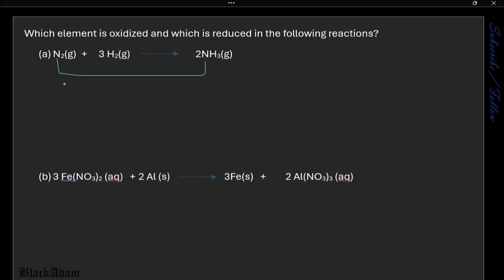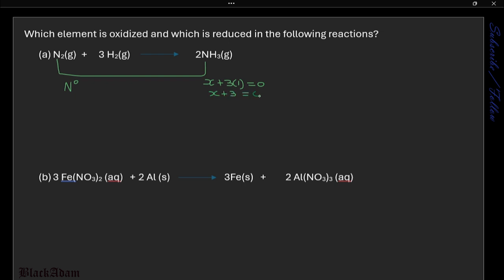We have nitrogen there as a compound and the reaction. So nitrogen is zero charge, and then we need to know what's the charge for nitrogen in ammonium. So that's x plus 3. Hydrogen is 1, so x plus 3 times 1 is equal to 0. So x is going to be negative 3. So nitrogen there gives a negative 3 charge. So from 0 to negative 3, that's moving to the left side of the axis, then that's a reduction.